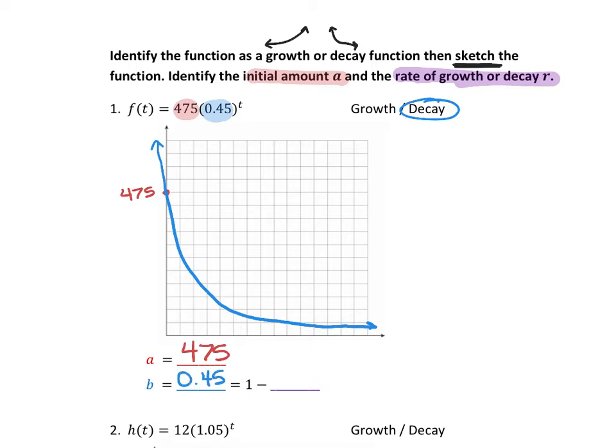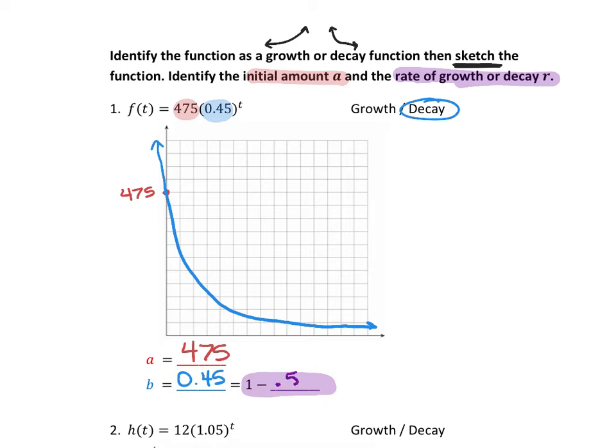Now remember, I did not ask you for the b value or the factor, I asked you for the rate. So we're actually going to have to do some math here. We're going to have to figure out what I subtracted from 1 to get 0.45. What do you have to subtract from 1 to get 0.45?